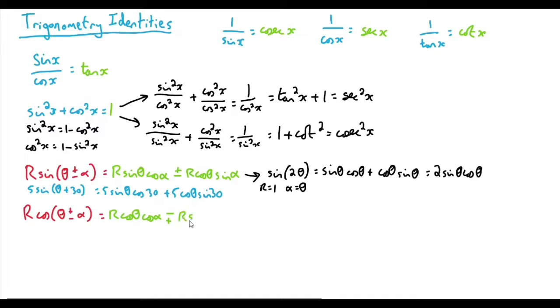Then we have r sine theta, and sine alpha. So once again, just as an example, if say we had 6 cos(theta minus 45), we could say that's 6 cos theta cos 45 plus 6 sine theta sine 45 minus here, so plus here.